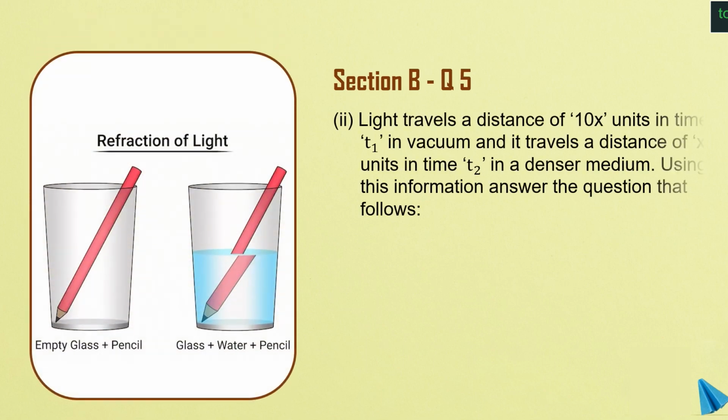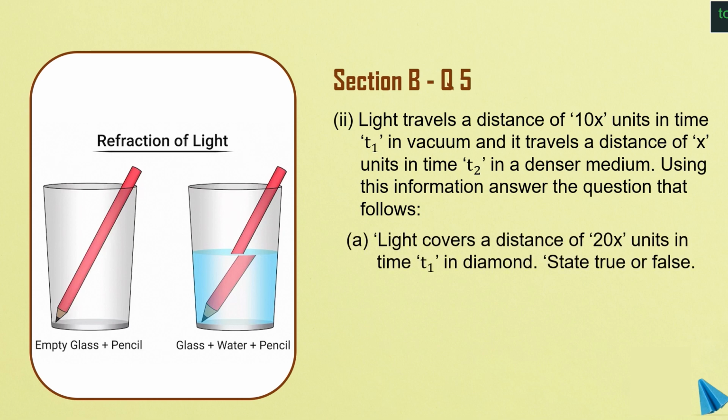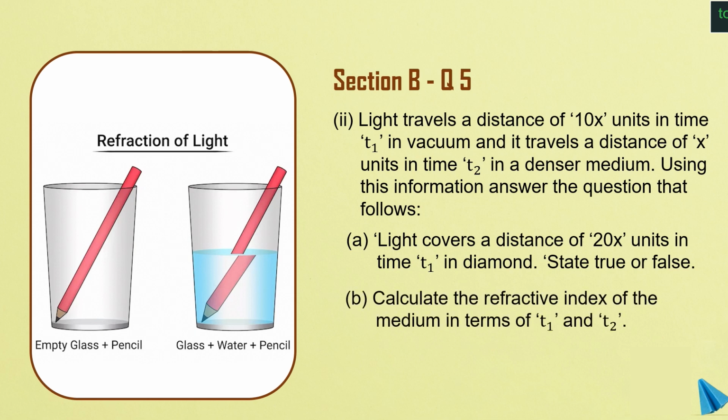Let's have a look at the next question, that is question 2, part 2 you can say of section B, question 5. Light travels a distance of 10x units in time t1 in vacuum, and it travels a distance of x units in time t2 in denser medium. Using this information, answer the questions that follow. Light covers a distance of 20x units in time t1 in diamond, state true or false. The second part says calculate the refractive index of the medium in terms of t1 and t2.